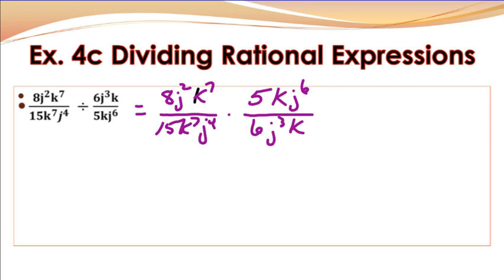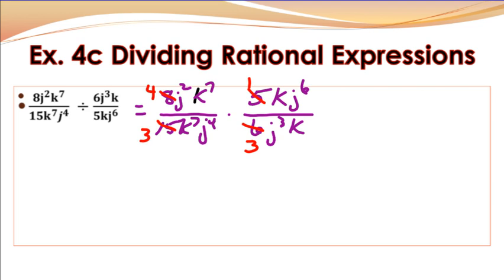Okay, now I can factor. Actually, I can simplify. I can divide it by 2 here and get 3. 8 divided by 2 is 4. 5 divided by 5 is 1. 15 divided by 5 is 3.